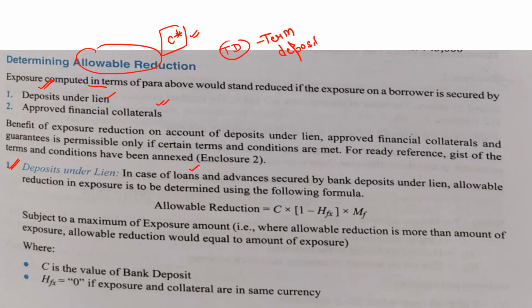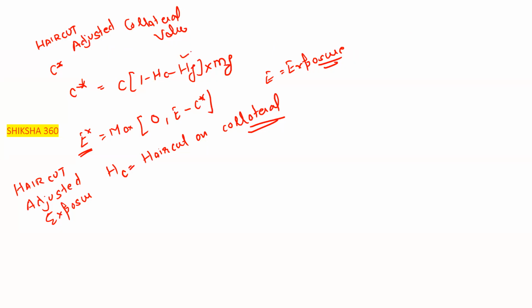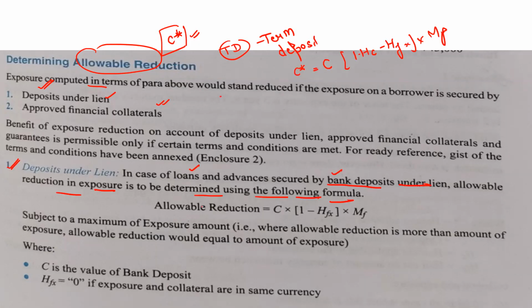In the case of loans and advances secured by bank deposits under lien, the allowable reduction in exposure is determined using the following formula. The formula we have written is C star equal to C into (1 minus HC minus HFX) into MF. Same thing I have written here, but here they have written something different: C into (1 minus HF) into MF. Clear? So how do they reach that formula?